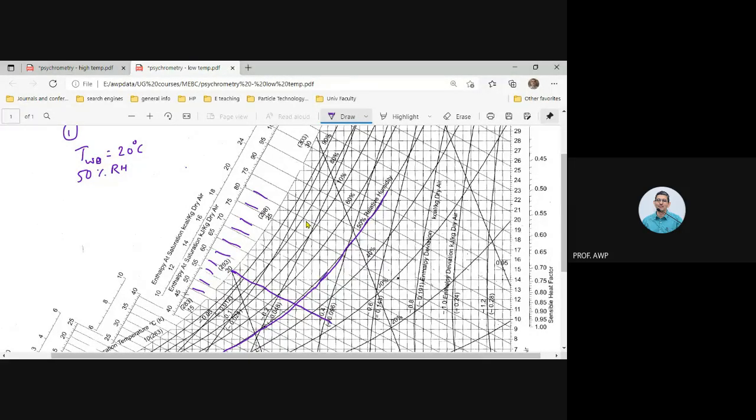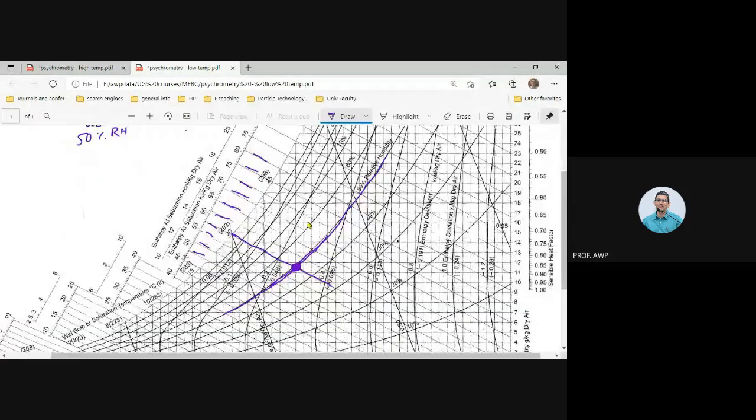This line is the 50% RH line. So that means our air would be having this composition. Do you agree, Ankush? Yes, sir. Now what is the humidity? I just have to go to the y-axis and read what is the value. Yes, sir. It's about 11.5. Correct. About 11.5. What is the unit?